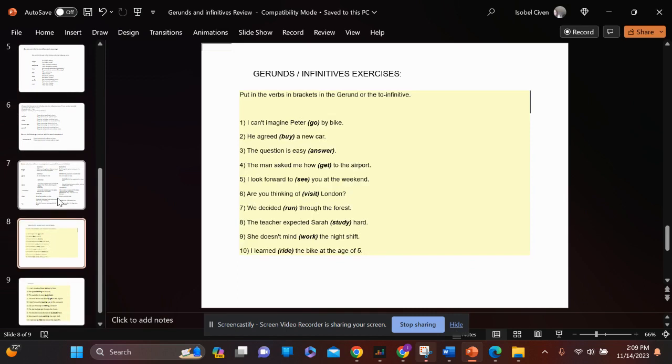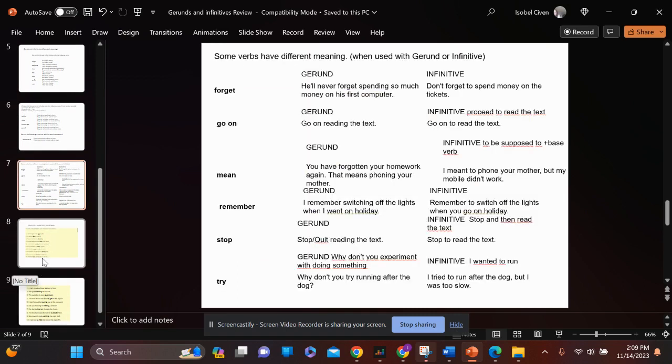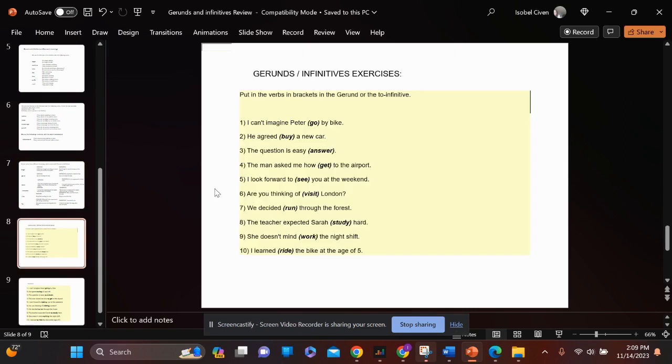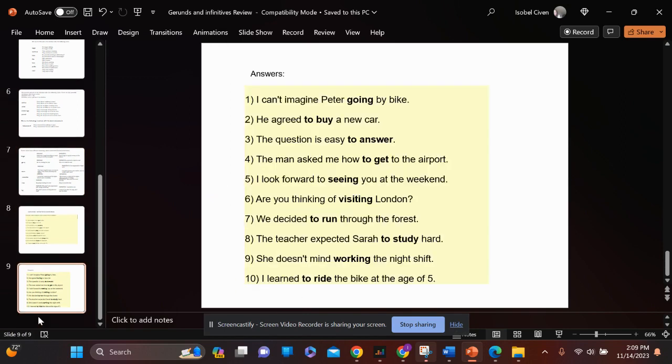And let's see. Okay, there's one exercise you can do in this PowerPoint. And it's very short, and the answers follow on slide 9.